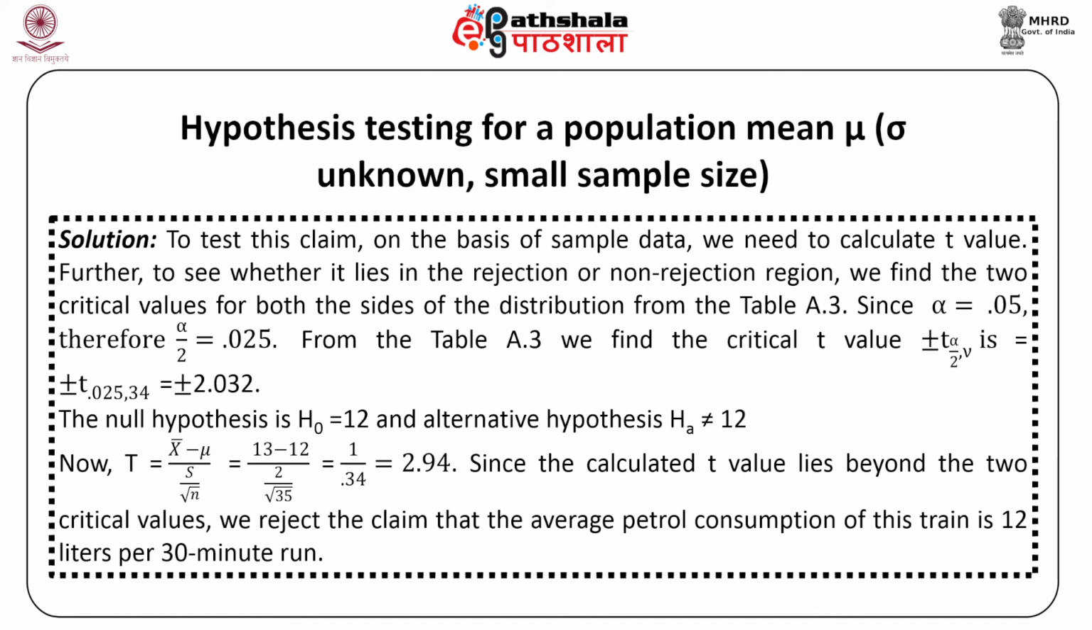Now t is equal to x bar minus mu upon s by root n, and this is 13 minus 12 upon 2 divided by the square root of 35, which comes out to be 1 upon 0.34, equal to 2.94. Since this calculated t value lies beyond the two critical values, we reject the claim that the average petrol consumption of this train is 12 liters per 30-minute run.